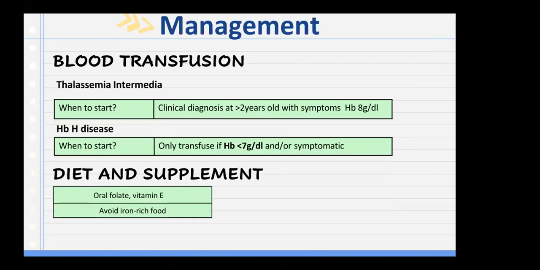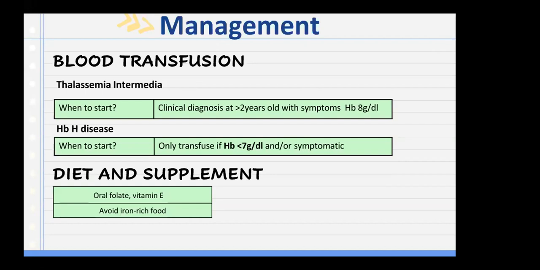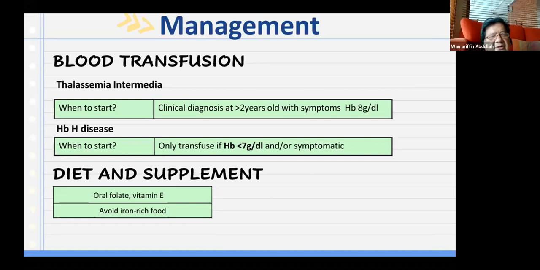Next, for thalassemia intermedia, when to start is when the clinical diagnosis is made at more than 2 years old with symptoms of hemoglobin 8 or below. And then hemoglobin H is only transfused if hemoglobin is less than 7 or severe and symptomatic. Next is the diet and the supplement for thalassemic patients. Okay, this one, thalassemia intermedia, clinical diagnosis at 2 years old. If the diagnosis is made at less than 2 years old, then they are thalassemia major.